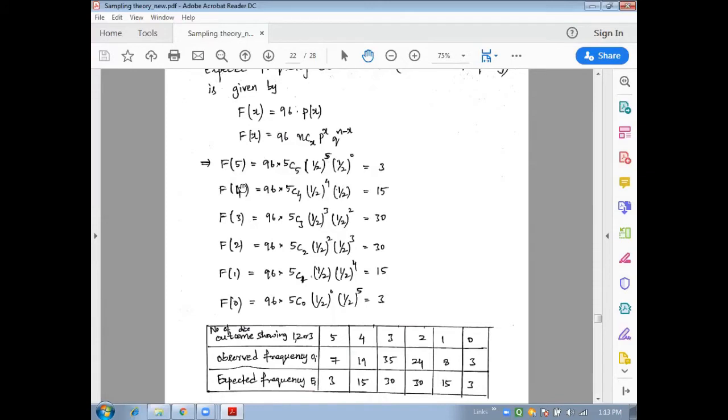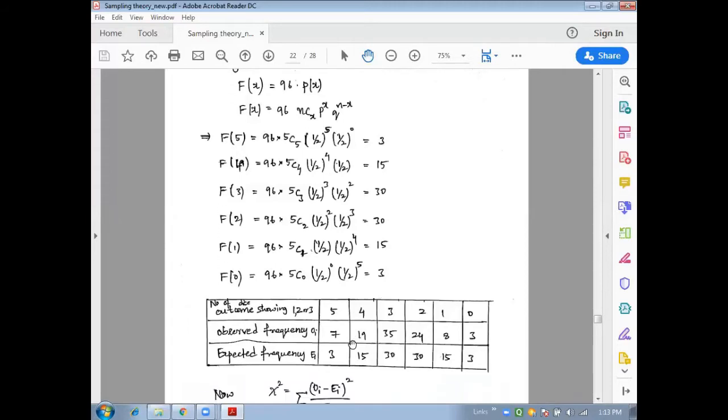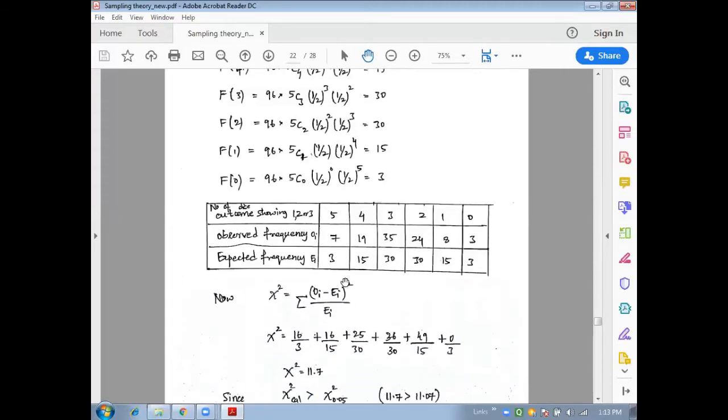Similarly, if we substitute 4, the frequency reduces to 15. For 3, it is 30. For 2, we get 30. For 1, we get 15. And for 0, we get 3. So after getting all the values of the expected frequency, once again we have to substitute in the table. In the table, they have given only 2 values, the number of dice showing 1, 2, 3 and the observed frequency. So whatever values you get as expected, you have to substitute now. For these values of x, we get the expected frequencies as 3, 15, 30, 30, 15 and 3.